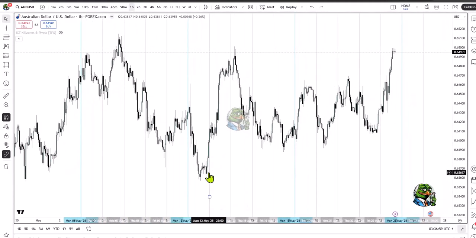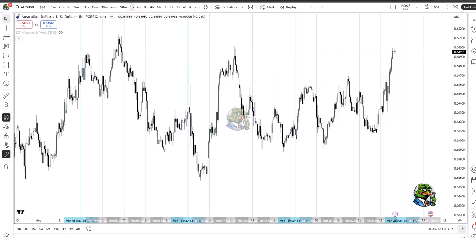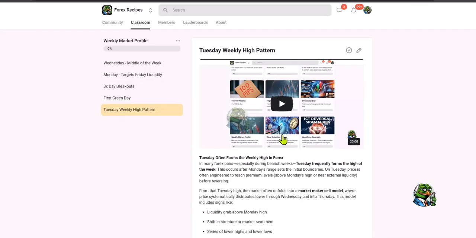Now, I don't trade Forex anymore, okay? So I didn't take this trade, but this is all in hindsight to teach you some basics around high probability setups and how the market makers utilize these weekly templates, right? So a few key things. Tuesday has formed the high of the week, okay? That's in line with the teachings in this lesson.